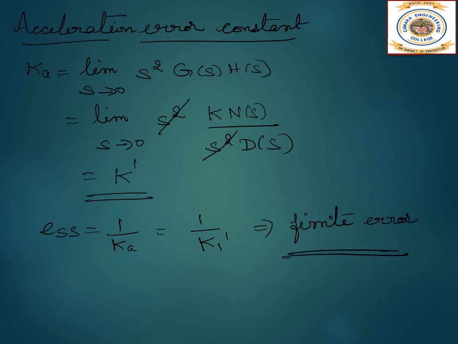Okay. So if I summarize this type 2 system, if we apply a step input to a type 2 system, we are going to get a 0 steady state error. If we apply a ramp input to a type 2 system, we are going to get a 0 steady state error. But if we apply a parabolic input, we are going to get a finite steady state error. So this is about the steady state error and the error constants.